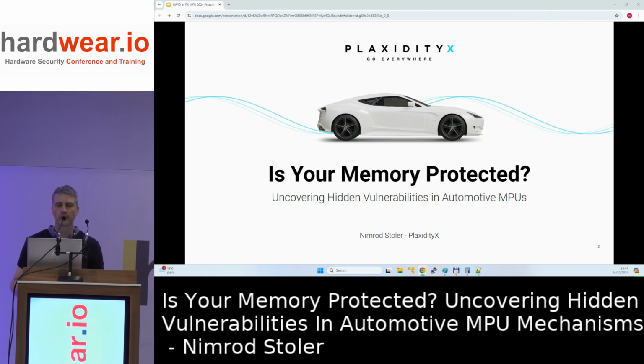In this talk, we will explore two vulnerabilities we identified in certain 32-bit PowerPC microcontrollers from STMicroelectronics and NXP. These vulnerabilities allow a privileged attacker to shut off memory protections even though they were properly configured in accordance with vendors' instructions.